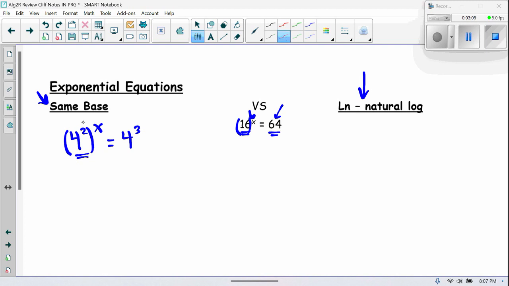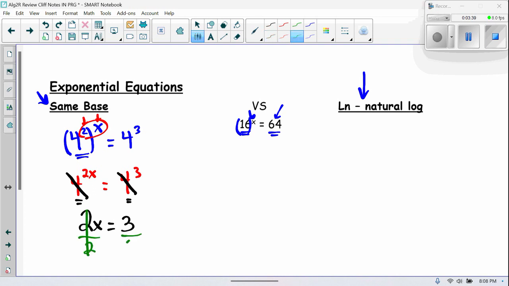Now, if I have an exponent raised to an exponent, you should know your exponent rules. I multiply them together. So it's 4, and the exponent is 2 times x, which is 2x, equals, this has not changed. Once I have the same bases and they're equal, the exponents have to be the same. So I'm just going to cross the base out and set my exponents equal to each other. Now I can solve for x. The last step here is I just divide by 2. So x is 3 over 2, or 1.5, however you want to write that.